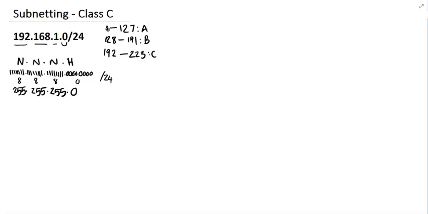If you want to see how to convert this, please check the other videos I recorded on binary to decimal conversion, and it will be quite easy. Now we know that for class C, we're not going to touch the first 3 octets. What we're looking at is the last octet.